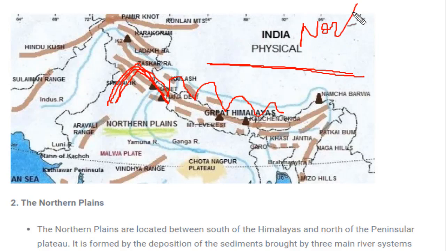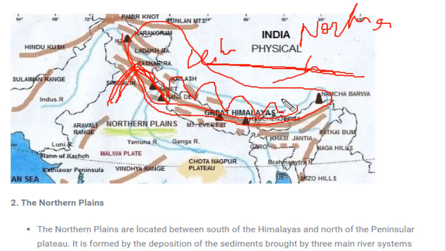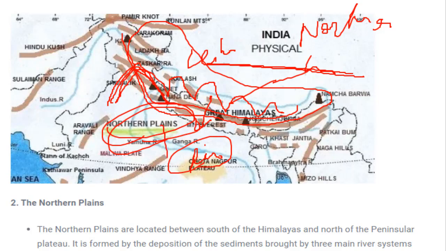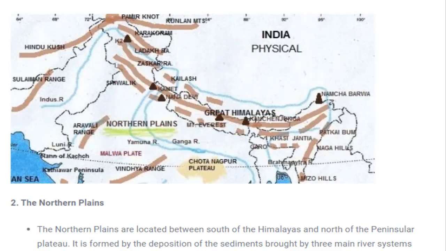Now if we talk about this northern plain, it lies south of the Himalayas. Where are the Himalayas located? Himalayas are located in the northernmost part of the country. And this northern plain lies south of the Himalayas and north of the Deccan Plateau. So our plateaus lie below this northern plain. If plateaus are here and Himalayas are here, we can see the direction. To the south of the Himalayas the northern plain lies, and to the north of the plateaus the northern plain lies. So this is the location of our northern plain.